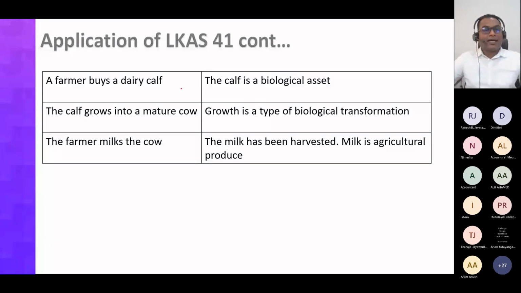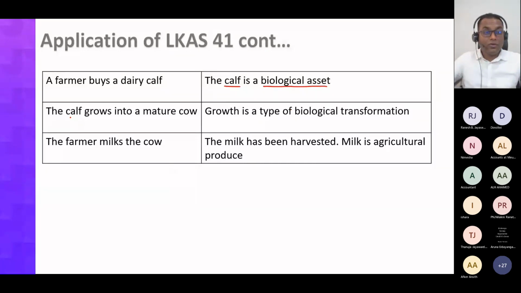Okay. Right. So farmer buys a dairy calf. Who is calf, by the way? Small fellow of the cow, right? Small cow is called as calf. So farmer buys a dairy calf. Now, what is calf? Calf is a biological asset, living animal.